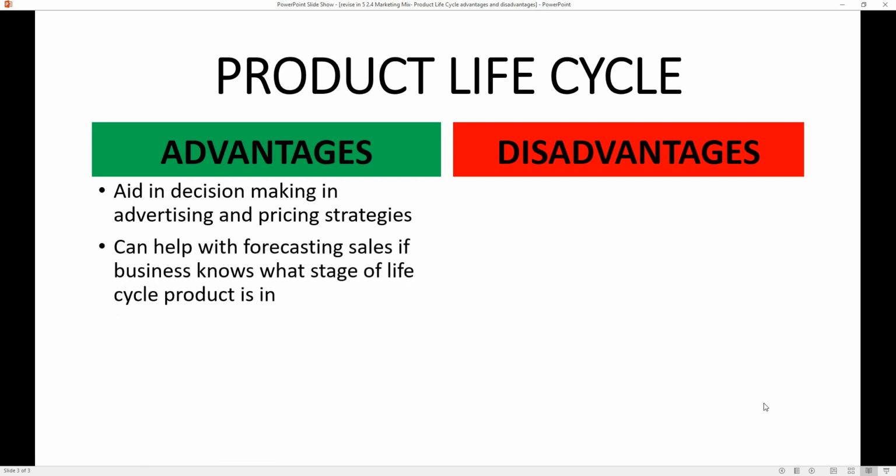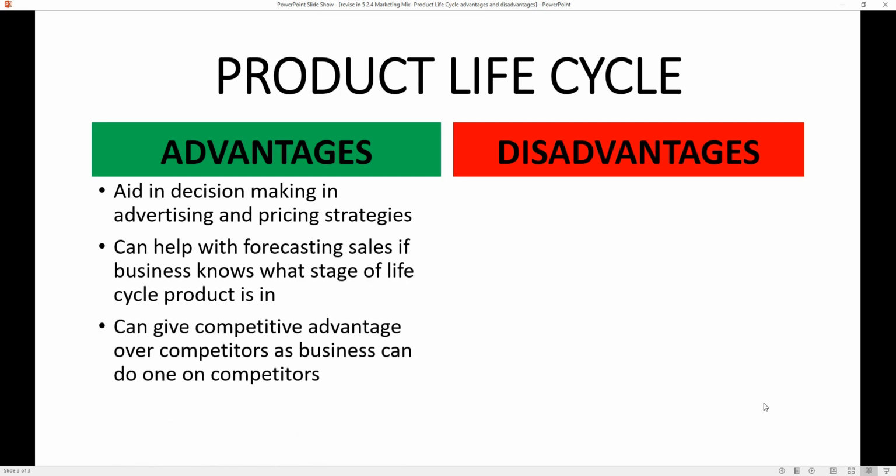Okay. It can also help with forecasting sales if the business knows what stage of life cycle the product is in. So going back to that Ford Bronco in the introduction stage, they know it's in the introduction stage. They know sales are due to increase. So that means when they see an uplift in sales, they might then increase the price if they're doing penetration pricing, or increase advertising, or they might want to decrease advertising because sales of that product is growing, the awareness is out there. Okay, so they might not need to advertise as much.